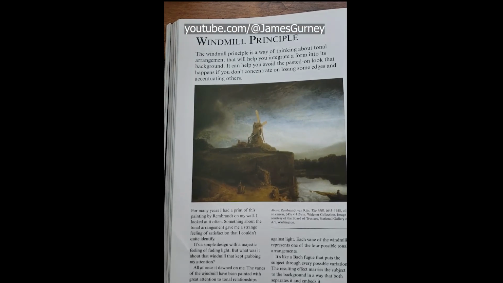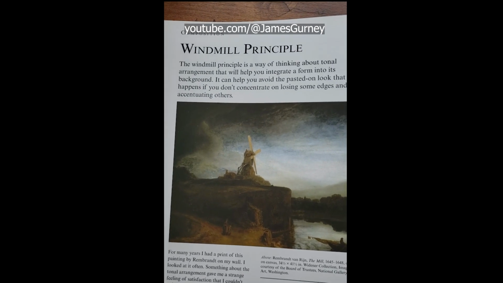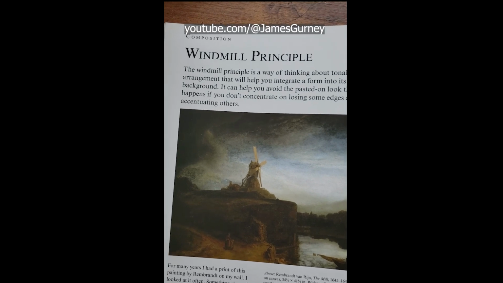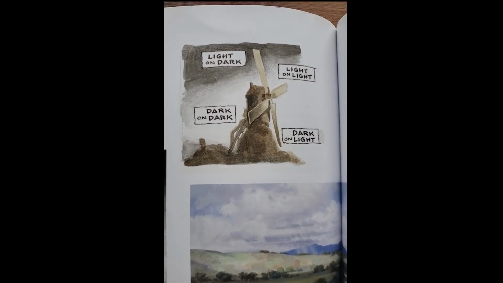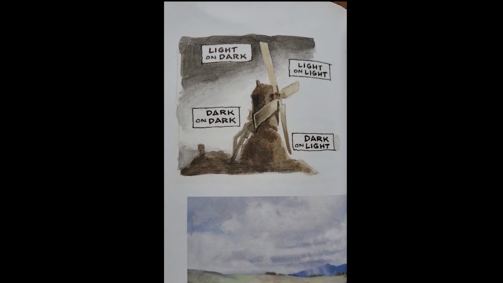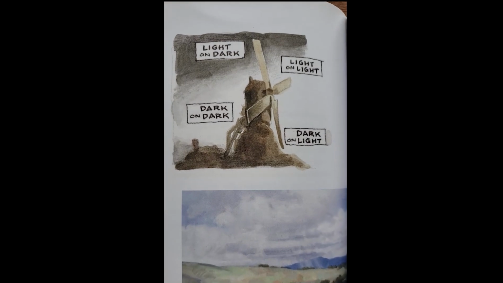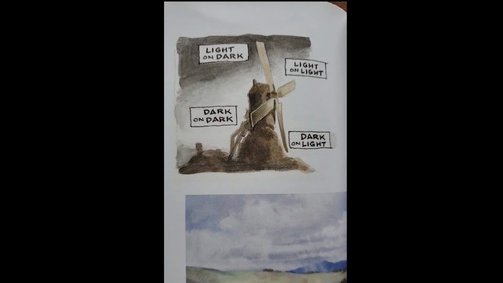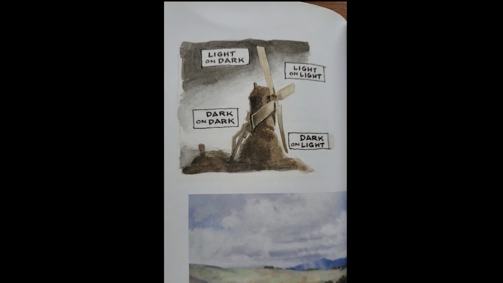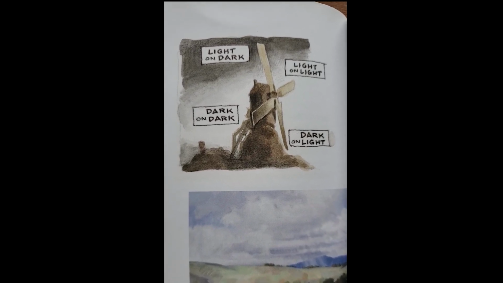So what the Rembrandt principle says is that to avoid the cutout look, to make your painting look more dreamy and painterly, you want to have Rembrandt edges. And the way that James Gurney came up with this principle is he looked at Rembrandt's painting of the mill, and he noticed that the mill had 4 value pairings between the windmill blades and the background, the sky behind the blades. So he had dark blade on dark background, light blade on light background, dark blade on light background, and light blade on dark background. So that's 4 different value pairings.